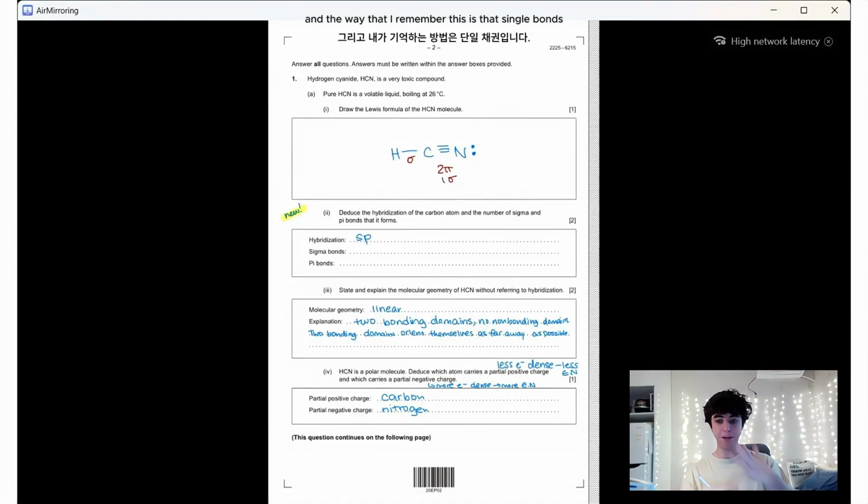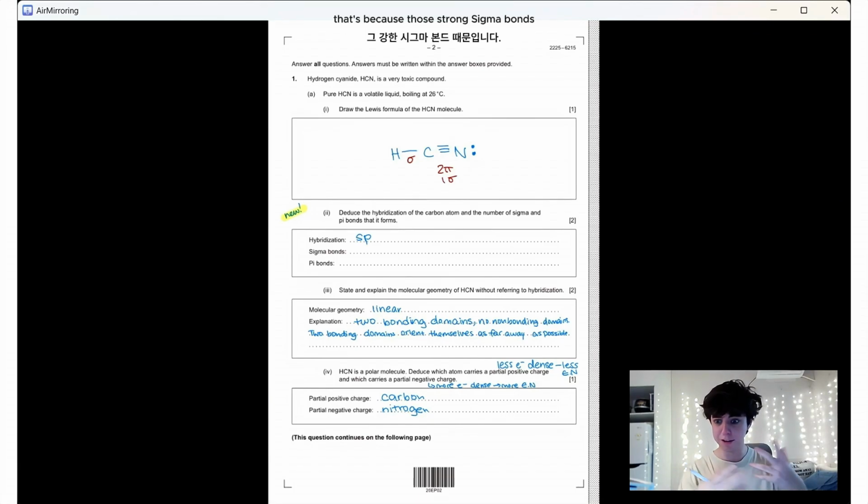And the way that I remember this is that with all of the organic reactivity that we learn, single bonds, like alkanes, are not reactive. That's because those strong sigma bonds are harder to break. Meanwhile, alkenes and alkynes are more reactive because they have those pi bonds. They have 2 essentially easy pieces of armor to break through before you get to the strong sigma bond, if that makes any sense. So that's kind of how I tend to remember that.